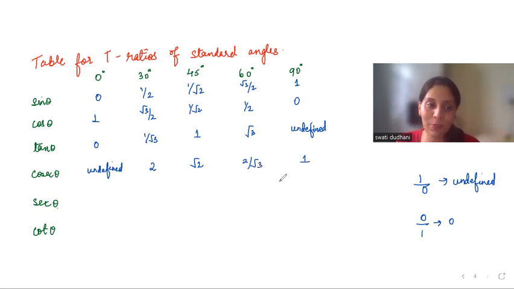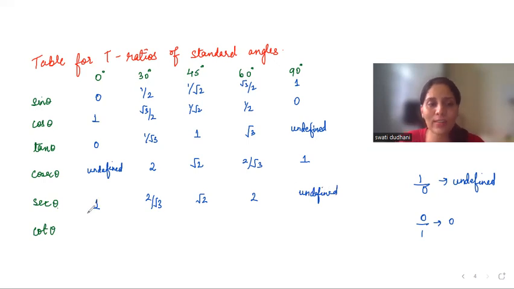Secant theta is the reciprocal of cos. 1 by 1 is 1. Root 3 by 2 reciprocal is 2 by root 3. Again, 1 by root 2 reciprocal is root 2. 1 by 2 is 2. And 0 reciprocal is undefined, 1 by 0.